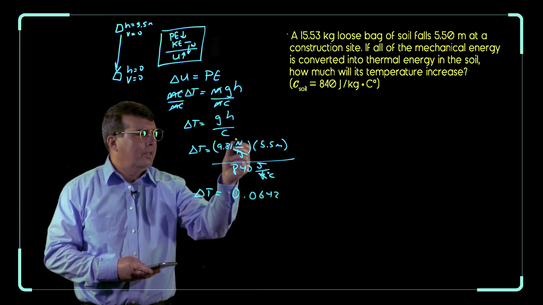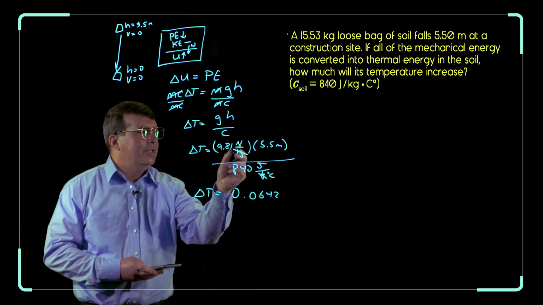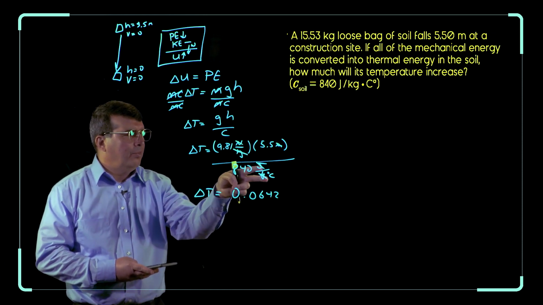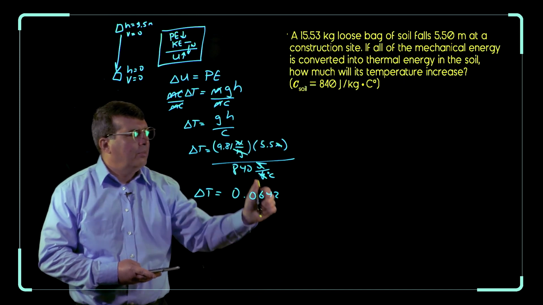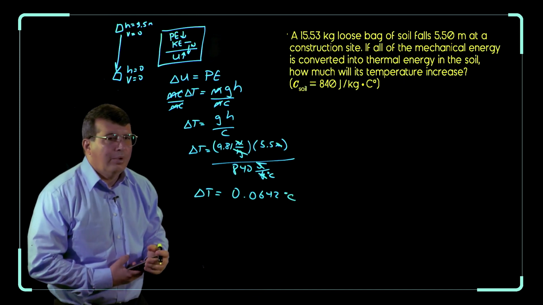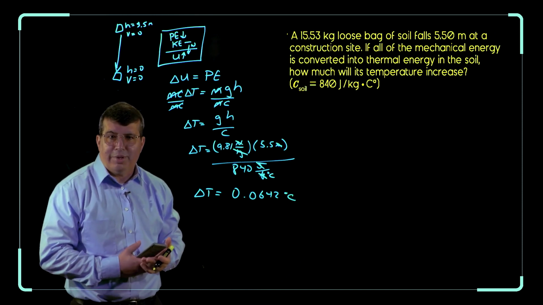Kilograms. We have 1 over kilograms and 1 over kilograms. Those cancel out. A newton times a meter is a joule, so those cancel out. We have 1 over Celsius in the denominator. We bring that up to the numerator, degrees Celsius. So the temperature of the bag of soil increases by 6/100ths of a degree.